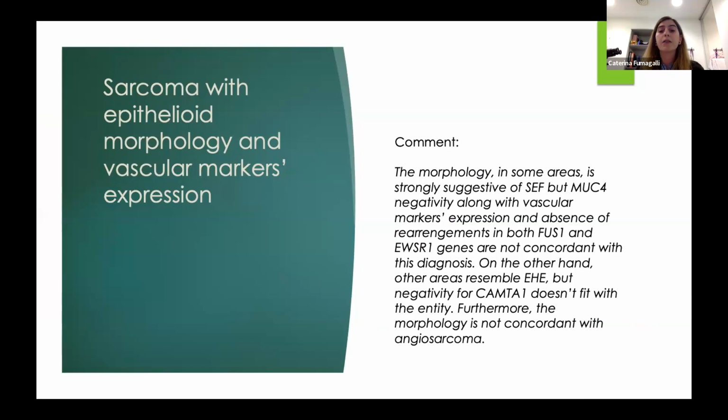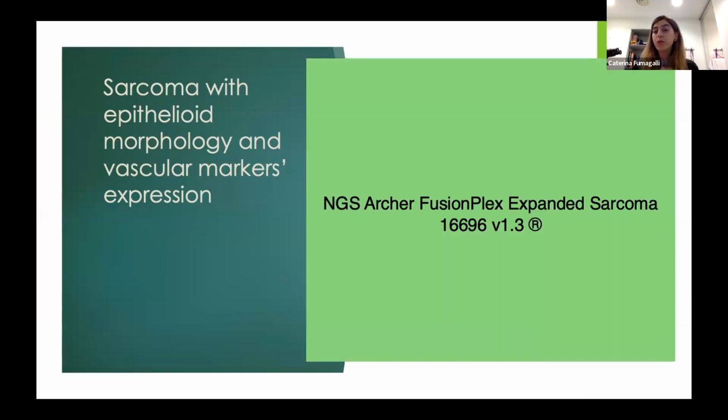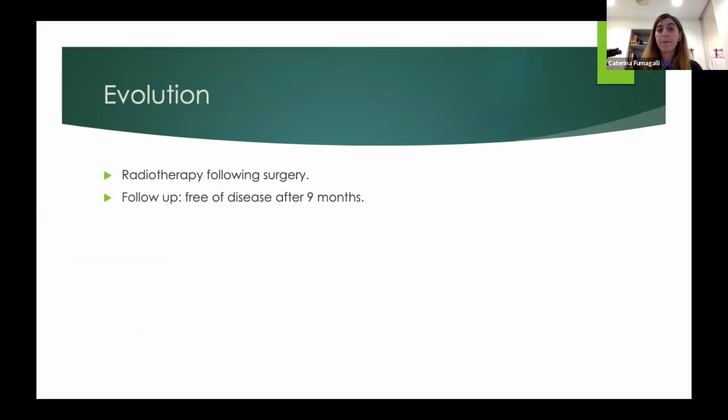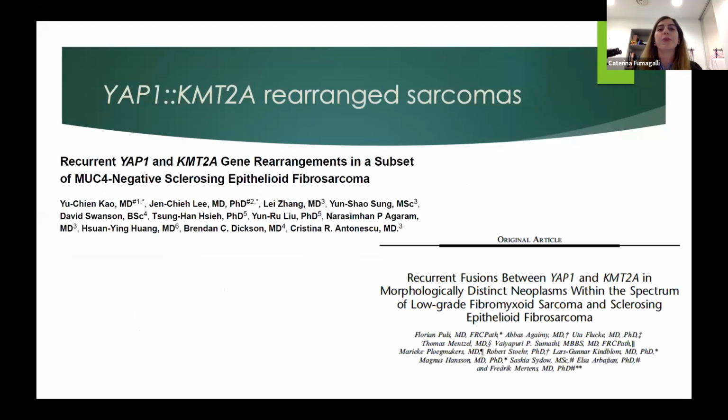a CEF. So again, we performed another NGS Archer fusion panel, this time the expanded version that was available at our hospital at that time. And we found a YAP1 exon 4 to KMT2A fusion and a reciprocal KMT2A-YAP1 fusion. Both genes are located on chromosome 11 with the same direction of transcription and with just 16 megabases distance between them. And the evolution of the patient is quite good because she performed radiotherapy and now she's free of disease after 9 months. So let's talk a bit about these rearranged sarcomas.